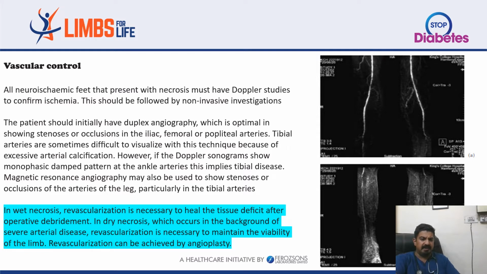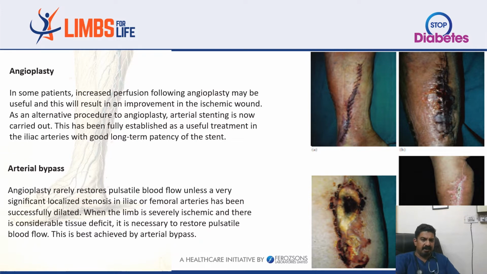In the case of wet necrosis, revascularization is necessary to heal the tissue deficit after operative debridement. In dry necrosis, which occurs in the background of severe arterial disease, revascularization is necessary to maintain the viability of the limb, and it can be achieved through angioplasty. Now, angioplasty in some patients increases the perfusion, and it may be useful and will result in improved ischemic wounds.